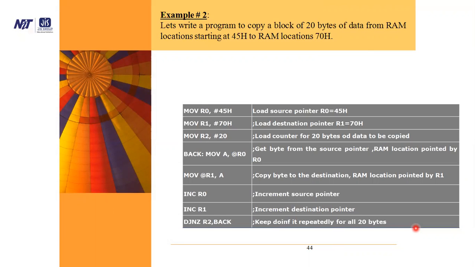Increment R0, increment R1, DJNZ R2, BACK. That is, the number will be read from the location, then it will be incremented, and the location where it is stored is also incremented, and this keeps repeating until all 20 bytes are copied.